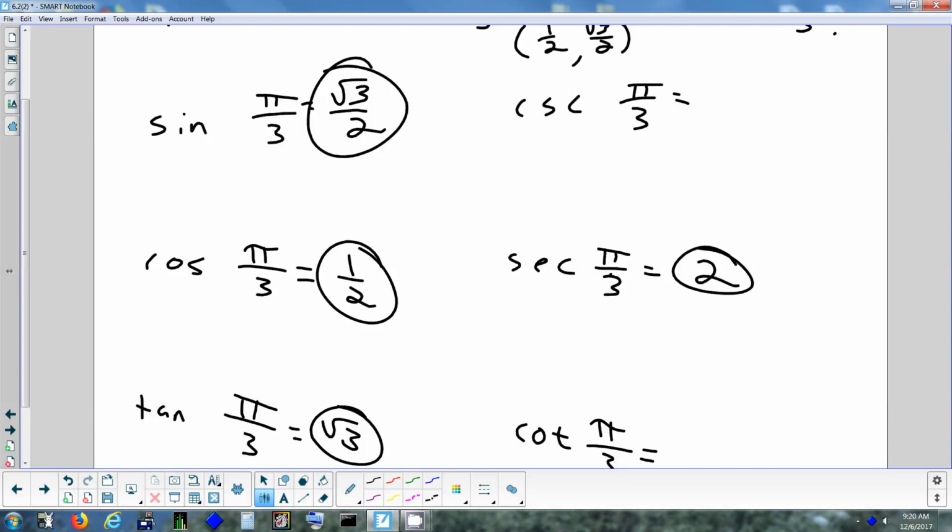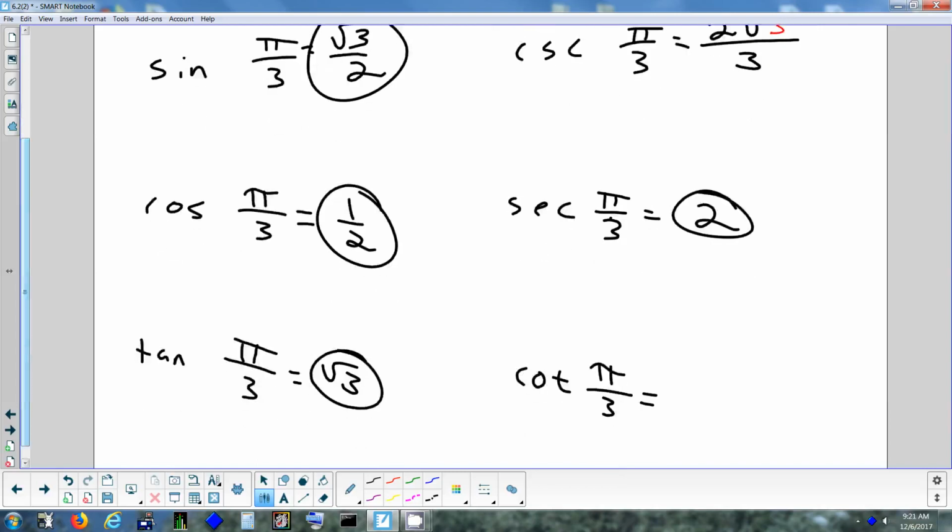2 times the square root of 3 over 3. Okay. And what about the cotangent? Yeah. Square root of 3 over 3.